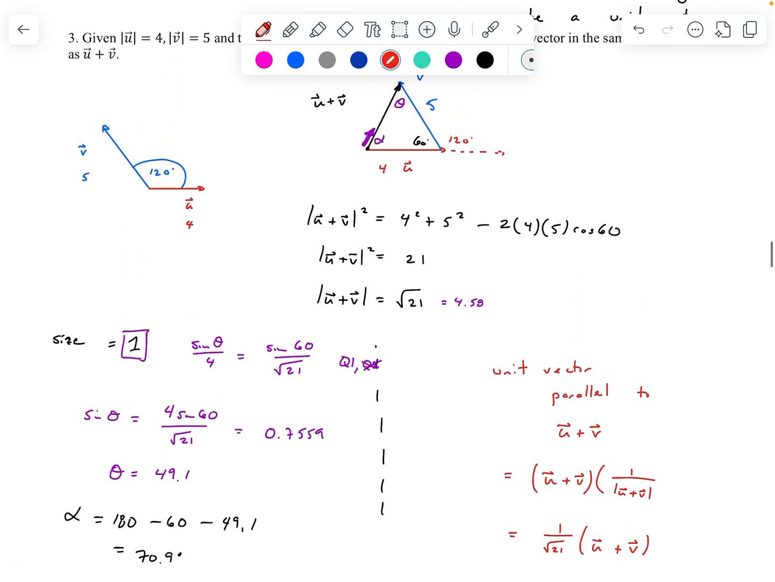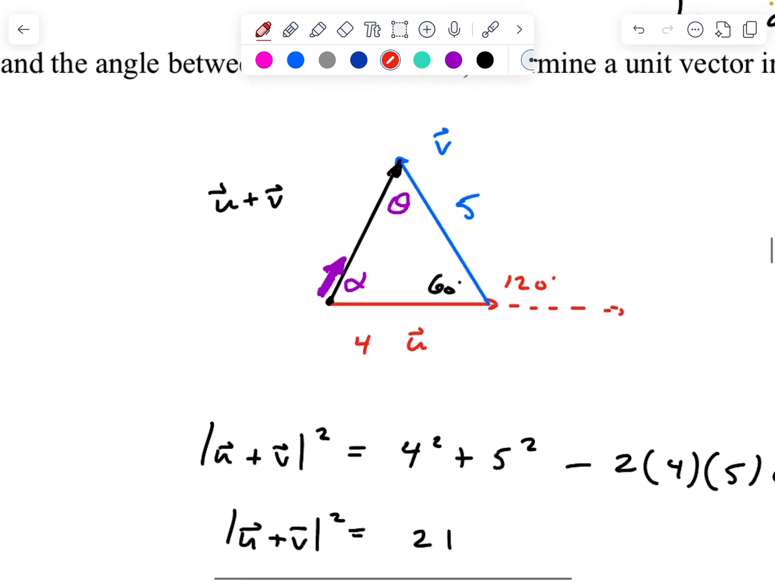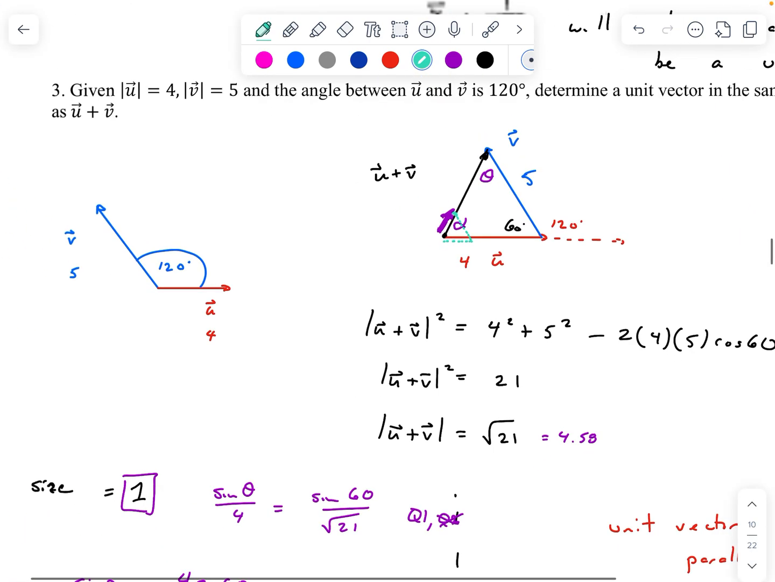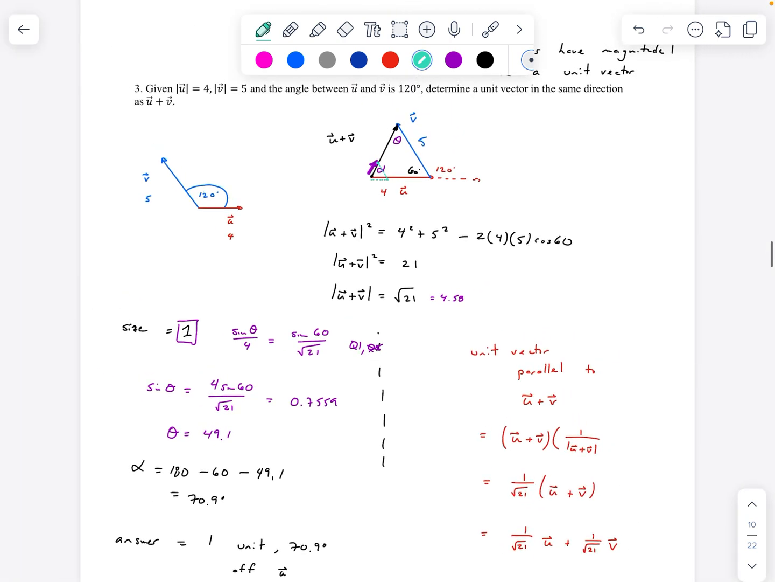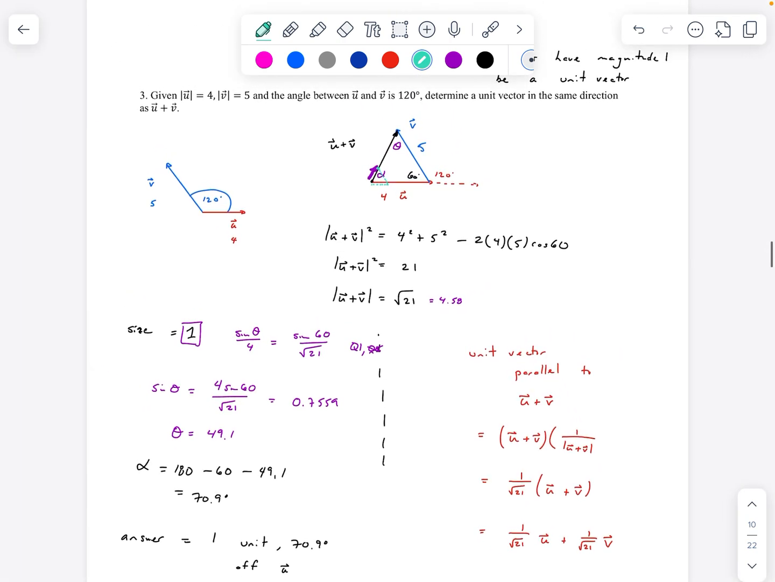And so what that's saying is you could look at this and say that purple vector that I've drawn is some fraction of u plus some fraction of v. And that would also be a way of expressing it. So that's two ways to answer question 3. And that's lesson 6.3.